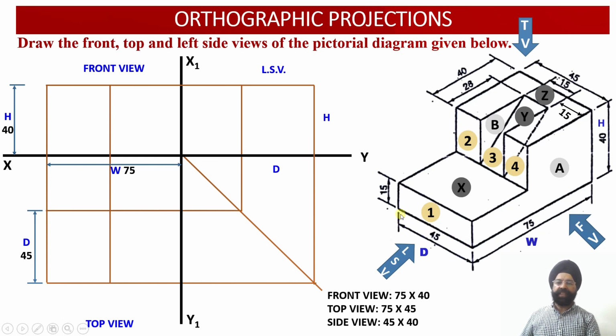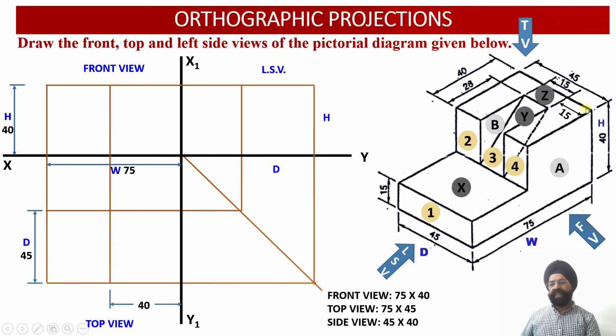Please check, this is the depth of the solid, and then the height of the solid is coming from the front view. Later on we are going to remove these two dimensions, only for the purpose of understanding right now we have added this depth and height over here. Now let us start with the projections.